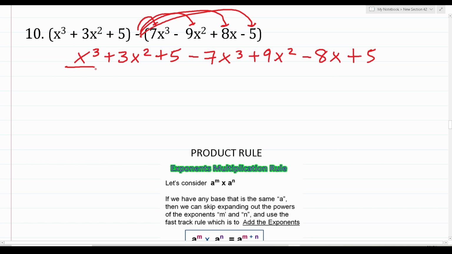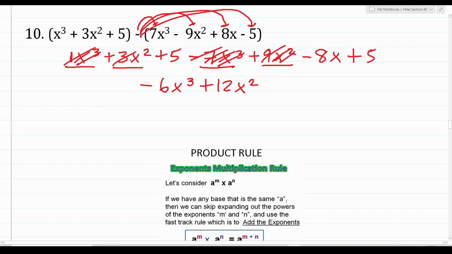So we have x to the third and x to the third here. Specifically, we have 1x to the third. You can put that 1 there if you need it. We have 1x to the third minus 7x to the third, so that's going to be negative 6x to the third. Cross those out now that we've taken care of them. Next, we have 3x squared, and we can see that we have 9x squared. So let's go ahead and combine those next. 9, 10, 11, 12. So this is plus 12x squared. Let's cross those out now.